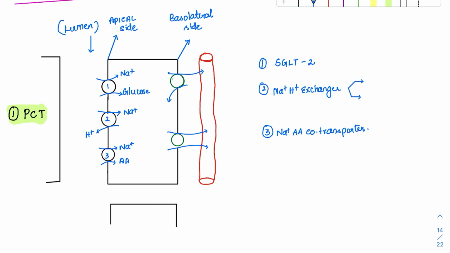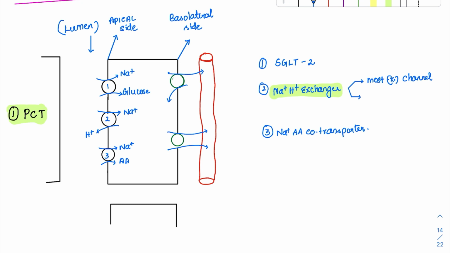Now if the question arises, which of these channels reabsorbs the most sodium, because we know that two-thirds of sodium reabsorption is done in the PCT? Most of you write the answer as SGLT. No, it is not the correct answer. The correct answer is the sodium hydrogen exchanger. This is the most important channel, transporting the maximum amount of sodium inside the PCT. This is an MCQ, you have to remember.